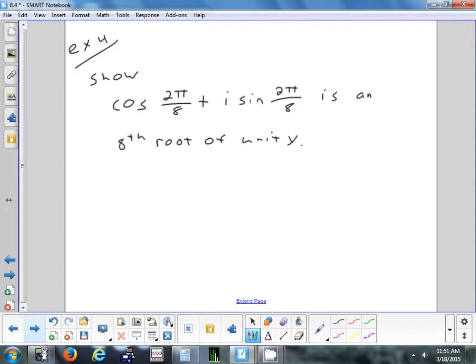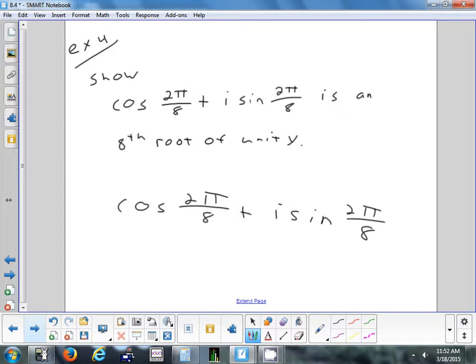Let's try proving that this is an 8th root of unity. In other words, I want you to prove that if you took all the 8th roots of 1, there would be 8 different answers. This is one of them. How can you prove that this is an 8th root of 1? It's like if I said to you, prove to me 3 is the square root of 9. It's the same idea. How do you prove that?